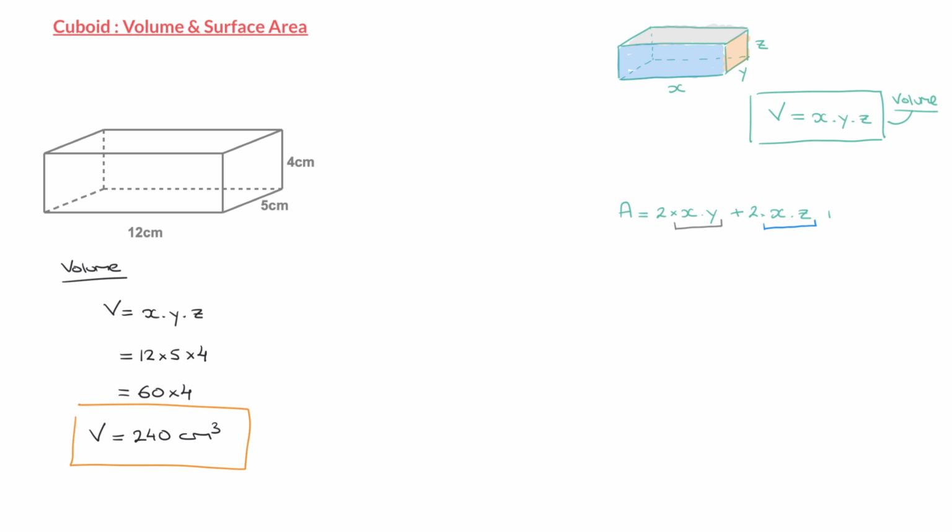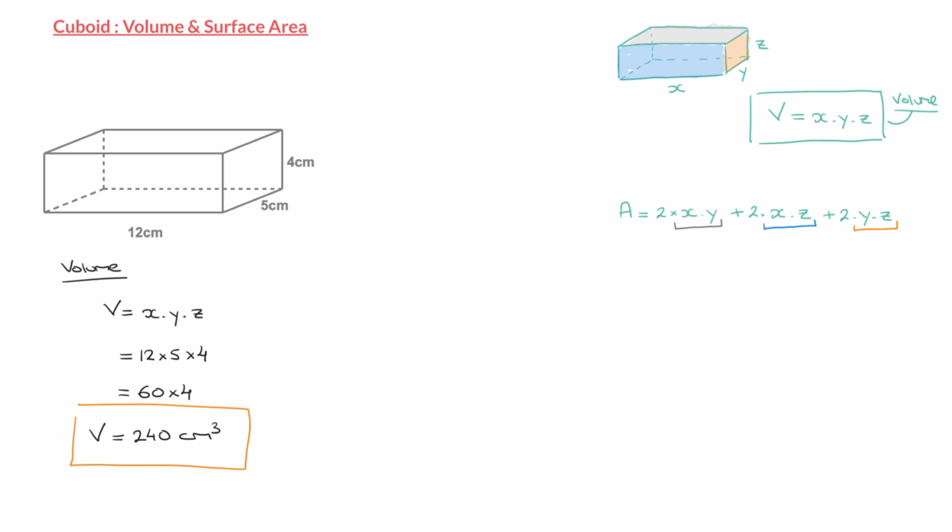And finally, I need to add to that 2 times the area of this orange rectangle that we can see on the right-hand side here, and that would also be on the left-hand side over here. So again, that's plus 2 times, well, its area is Y times Z. So that's plus 2 times Y times Z. And that Y times Z is the orange rectangle.